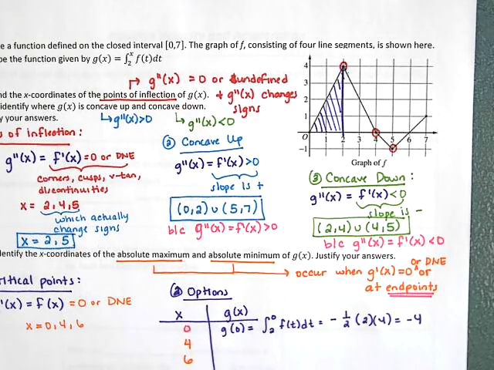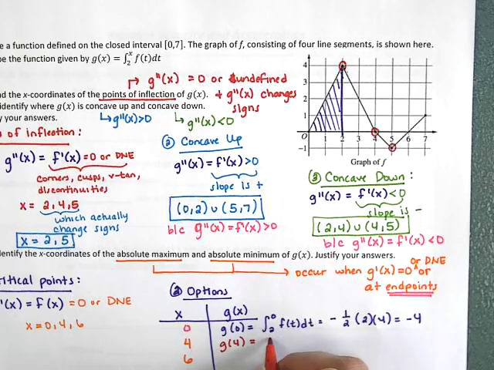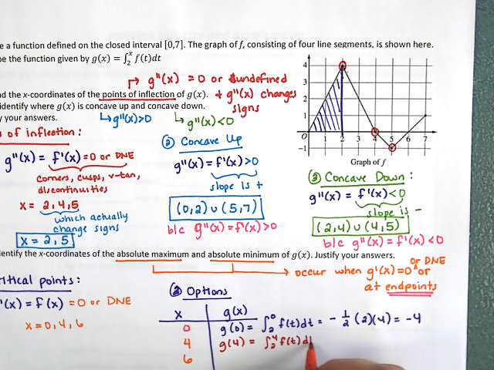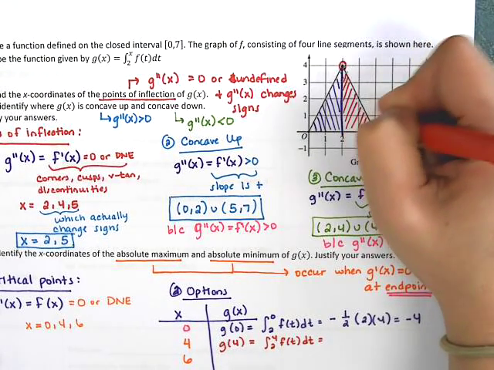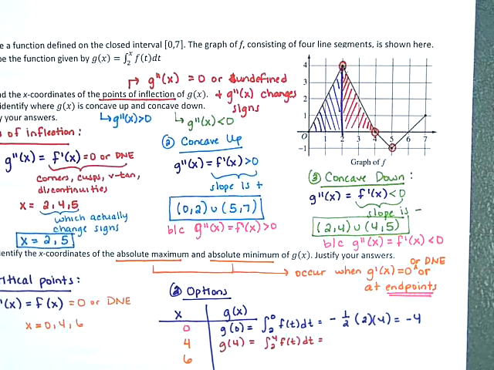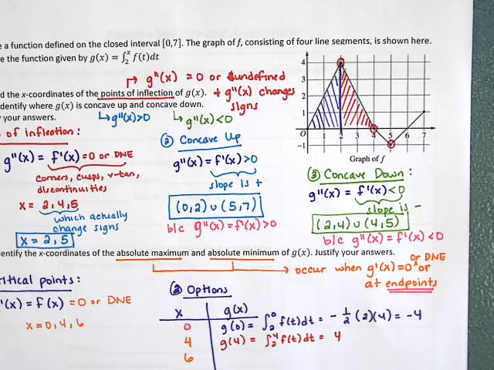Next, I need to find g of 4, which is the integral from 2 to 4, f of t dt. Now, if you look at the graph, the integral from 2 to 4 is the same size as the integral we just did, except in the positive direction. So it would just be positive 4.